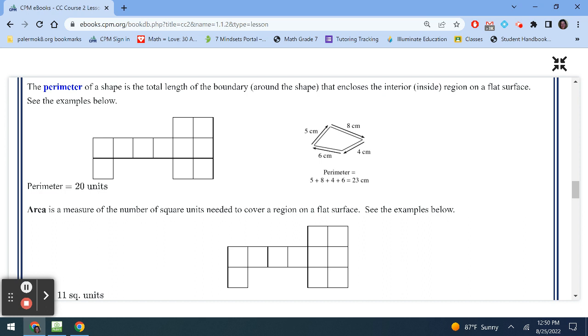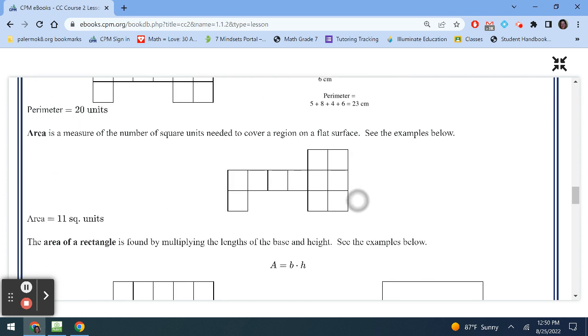And so the way that I remember this is if I'm walking the perimeter of my property, I'm walking around the outside edge. And so that helps me to remember that the perimeter is the outside edge that I'm adding together versus multiplying for the area, which is the inside.